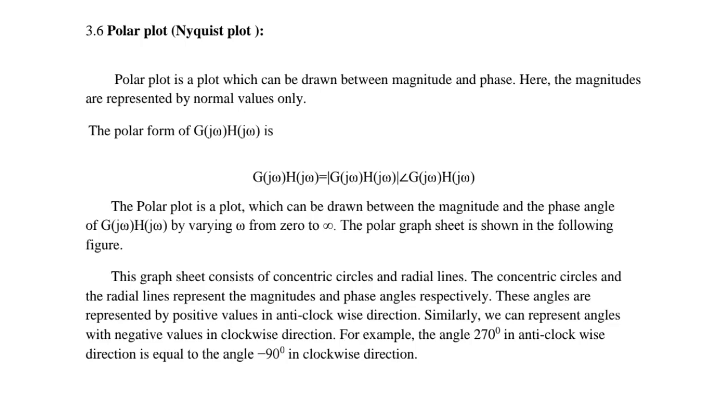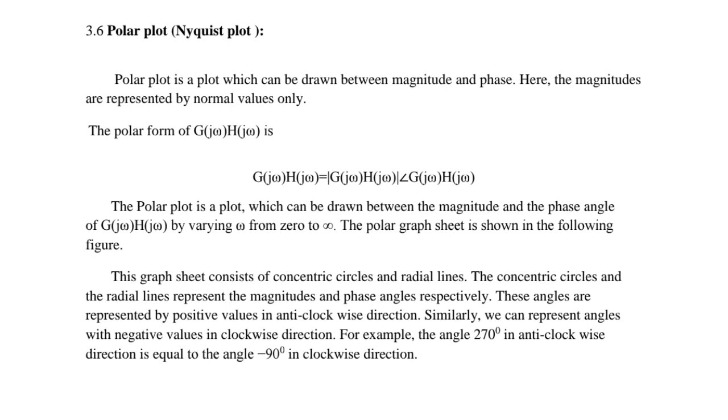Dear students, now we are going to discuss the polar plot. The last topic we discussed was the Bode plot. In a similar way, here also we are discussing the polar plot. The other name of the polar plot is the Nyquist plot. Here the magnitudes are represented by normal values only.